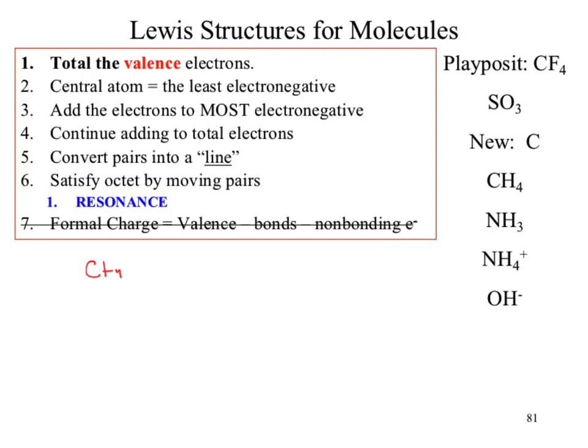Let's take a look at CH4. Carbon has how many valence? 4. Hydrogen has how many valence? 1, but there's 4 of them. Total of 8 electrons. Carbon, hydrogen, hydrogen, hydrogen, hydrogen.